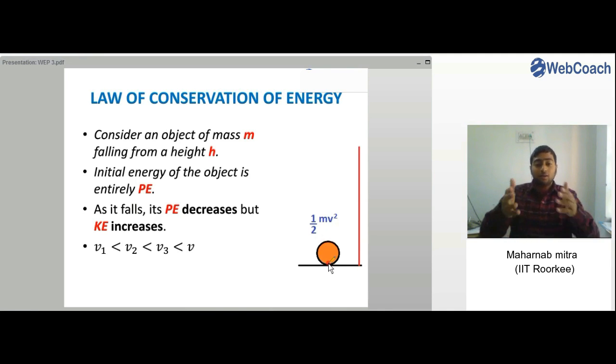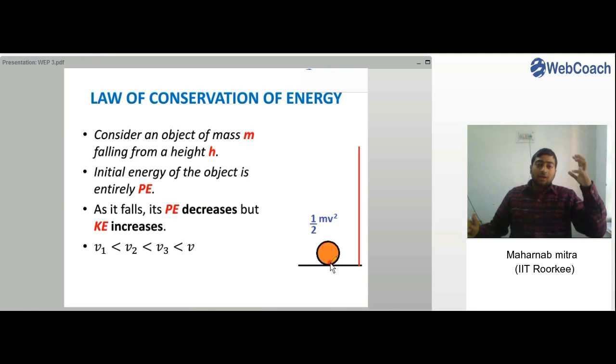The object has half mv square as the kinetic energy, and we are considering the final velocity to be v, as we have always considered for the motion of any object, right? So the final energy of the system, or the object, is half mv square. Now where did that potential energy go, and where did this kinetic energy come from, right?